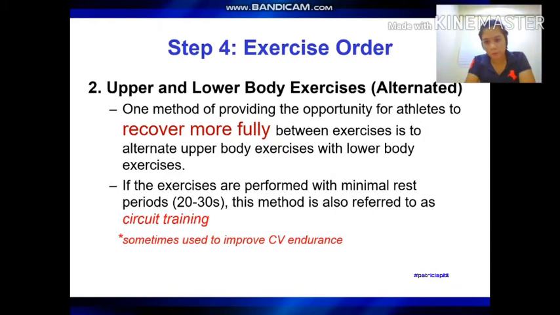This is one of my favorites, because you alternate the upper body and the lower body muscles while doing either part of it. Okay, right. This is to provide opportunity for athletes to recover more fully between exercises. If the exercises are performed with minimal rest, this method is referred to as circuit training. Okay, sometimes we call it circuit training.